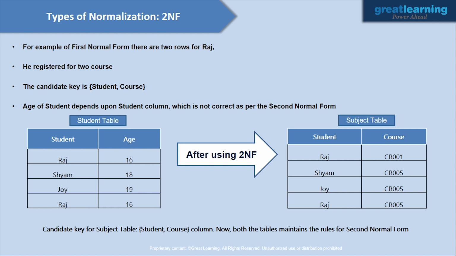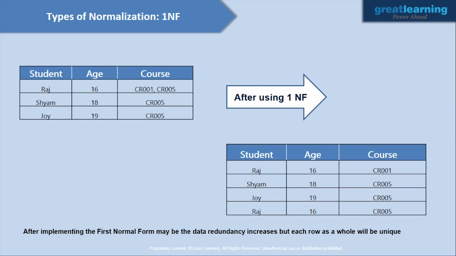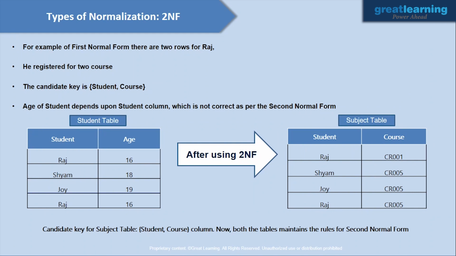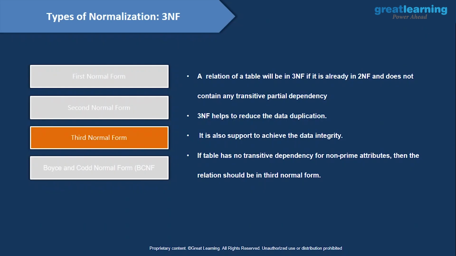And in the second table, we have the student column as well as the course column, which again are not related or dependent on each other, right? So let's go back to the first slide once. Here you can see we have student, age and course, where the age depends upon the student column, which is not correct, right? So this is how our second normal form works. And the candidate key for the subject table is the student and course columns. Now both the tables maintain the rules for second normal form, right? Now we will have a look at what is 3NF, that is third normal form.